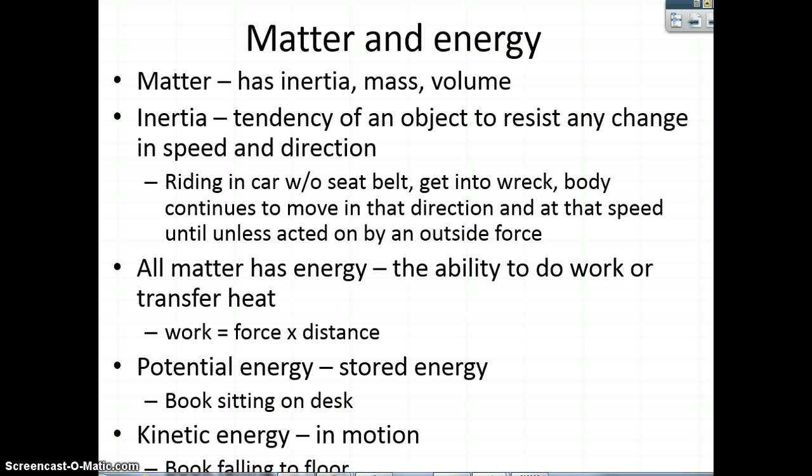Okay, if you're at school or at home, whatever, you should have a textbook or a book sitting around someplace. Sit it on your desk or sit it on your bed and just look at it. It's not moving. It has potential energy at this point. It's not going anywhere, but it does have stored energy. It has potential to do something. Because if you push the book onto the floor, it's then in motion or falling, and that's kinetic energy. Energy in motion is kinetic energy.